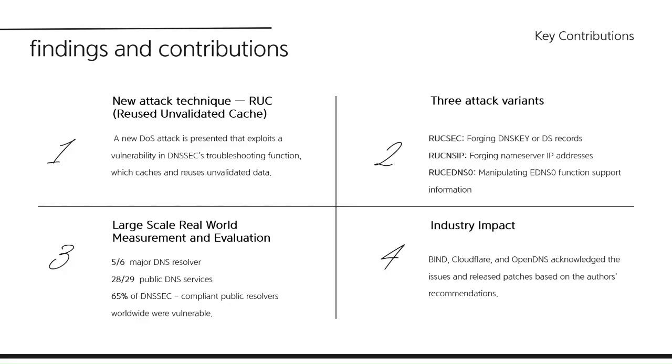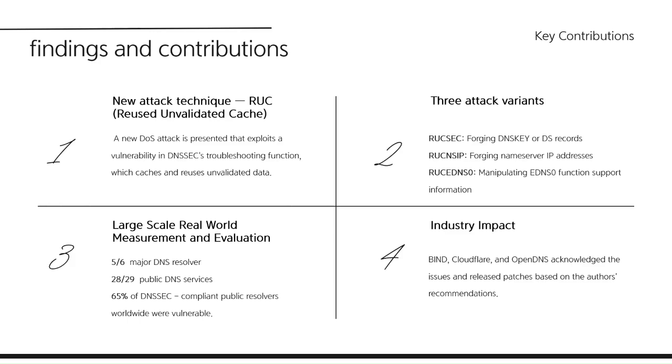Second, it details 3 attack variants. RUC-SEC, which forges DNSKEY or DS records, RUC-NSIP, which forges name server IP addresses, and RUC-EDNS-0, which manipulates EDNS-0 function support information.